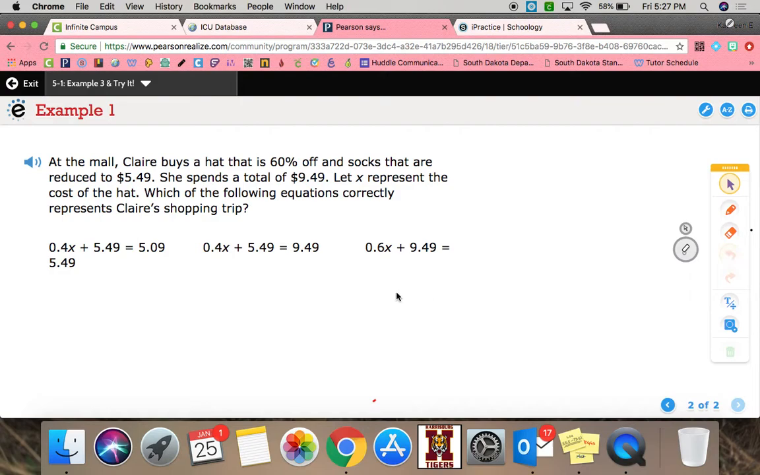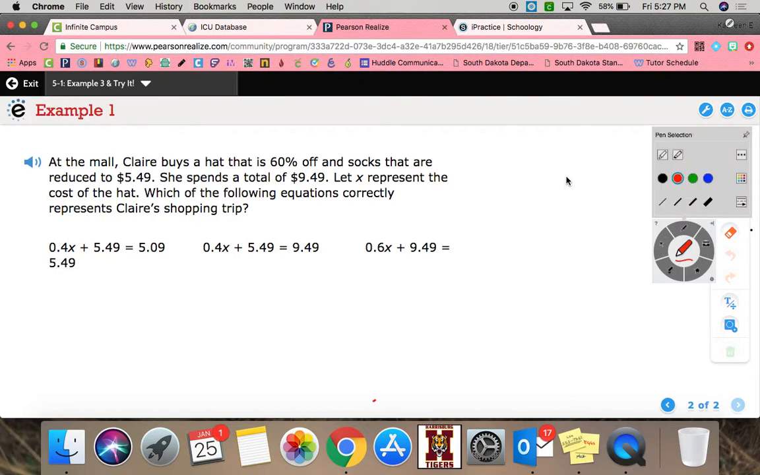Okay, if we look at this last one, I don't know why this is over there. It should be over there, so we don't get mixed up. This right here should actually be right there.